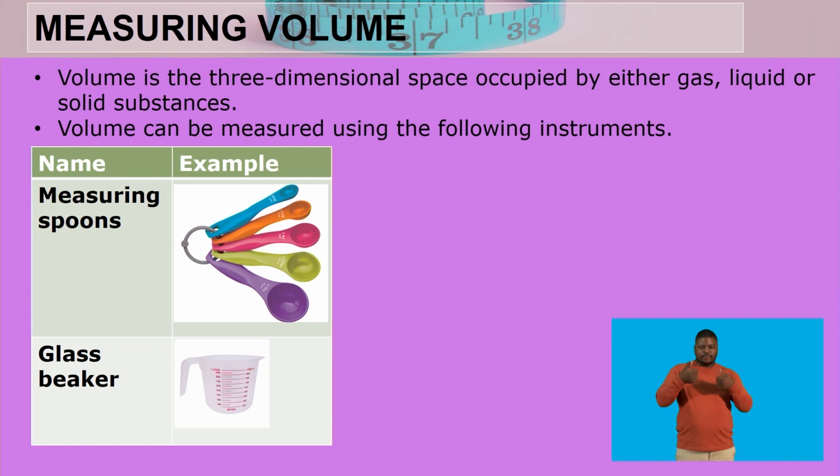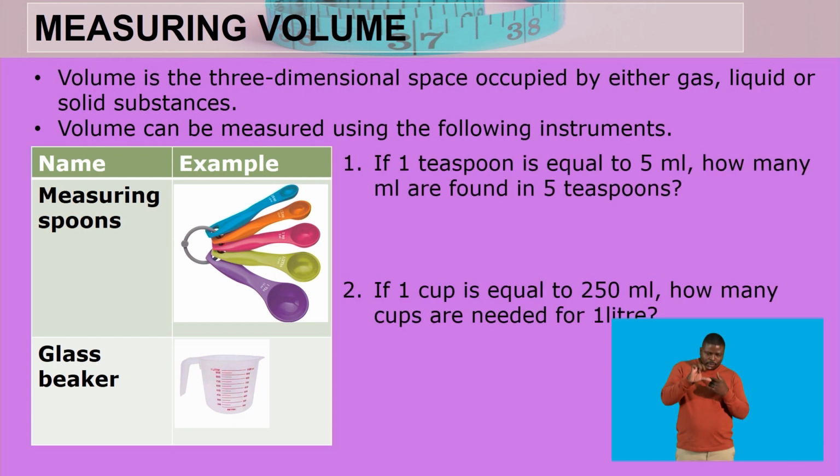Then we've got a glass beaker. A glass beaker is used when you want to measure the amount of water that you must pour into a mixture of flour and baking powder when you're baking, or when you want to drink your medication and they tell you that you must drink less than 250 mils. Then you can use a measuring beaker to measure the amount of water that you must take.